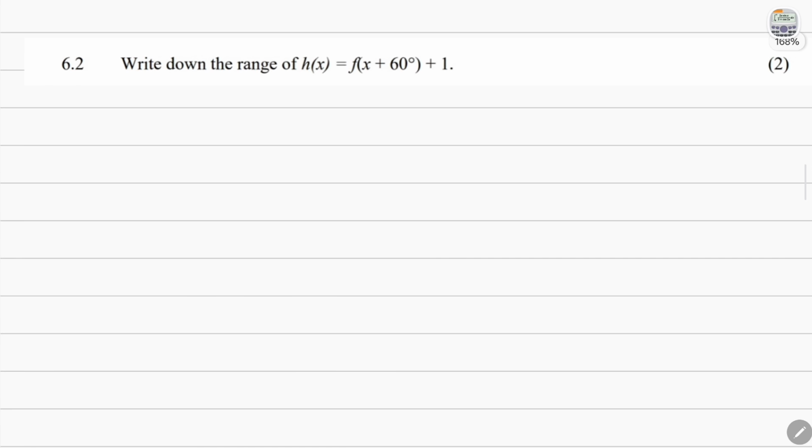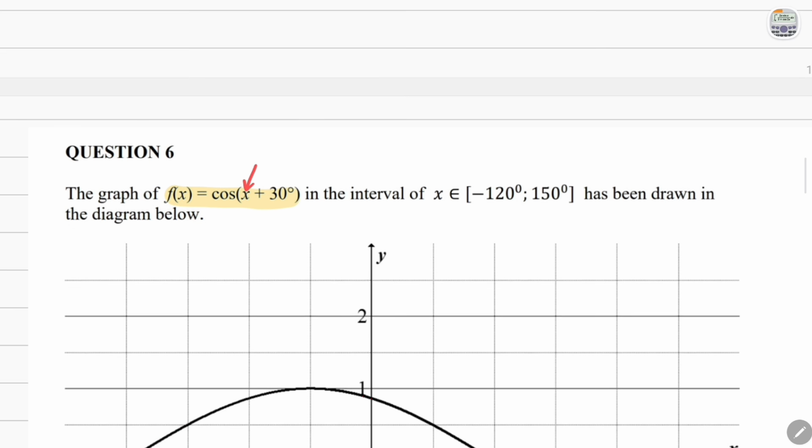Question 6.2 says, write down the range of h(x) if h(x) is equal to f(x + 60 degrees) + 1. This all depends on what range refers to. The range of a function would be all the possible y values that this graph has. So let's look at the graph of f first and then see what changes were made here. The graph of f initially looked like this.